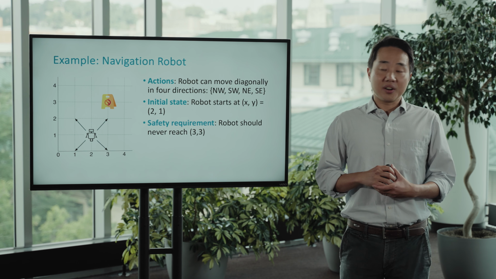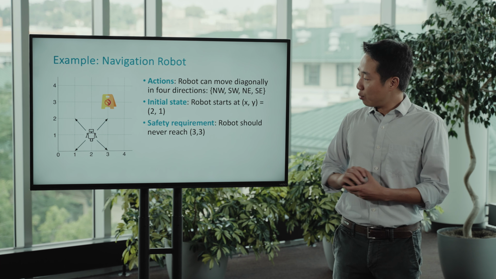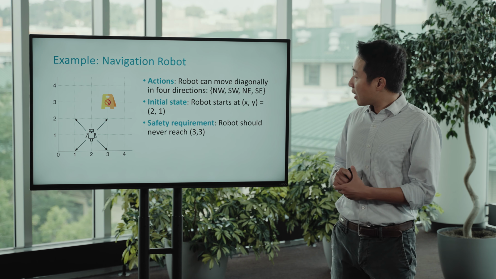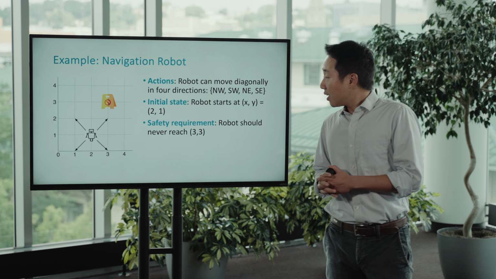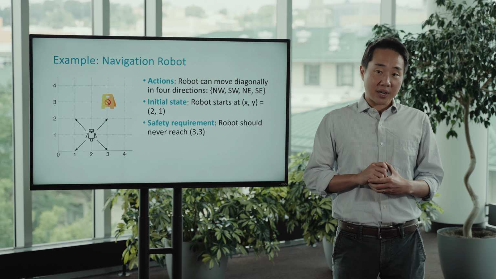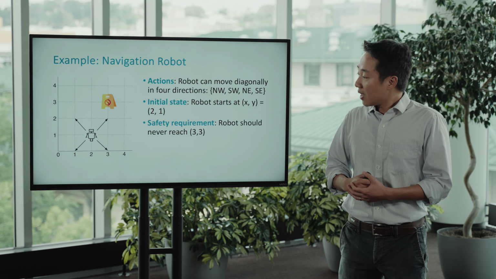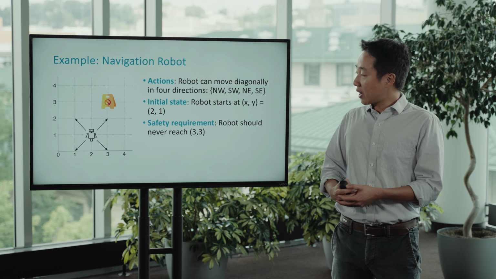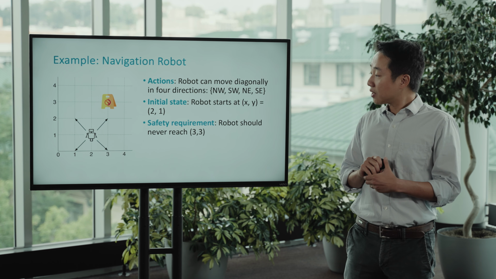So let me give you a more concrete example. Here is a navigation robot that moves around a 2D map. And there are 4 different actions that can be performed by the robot. At any point, the robot can move in one of the 4 diagonal directions: northwest, southwest, northeast, and southeast. And we're going to assume that the robot starts in the location 2-1 in its initial state.